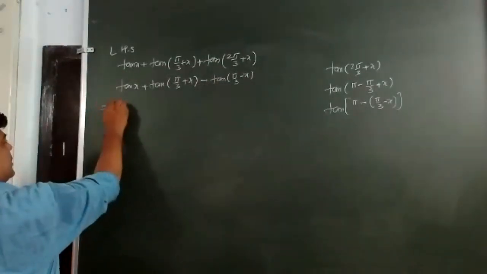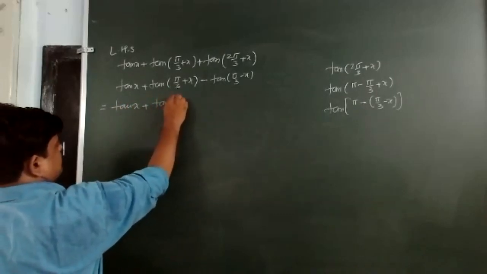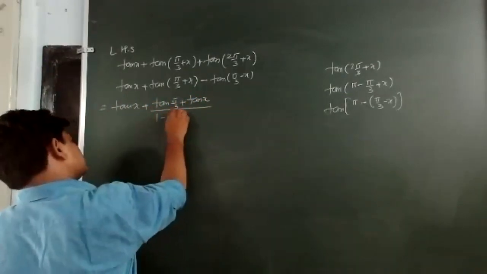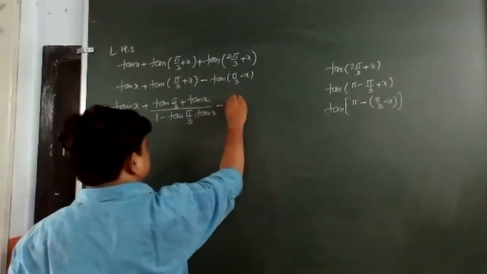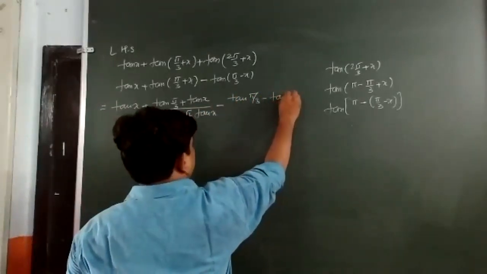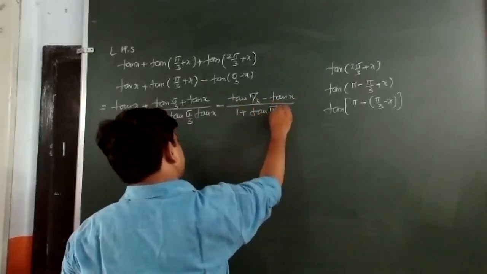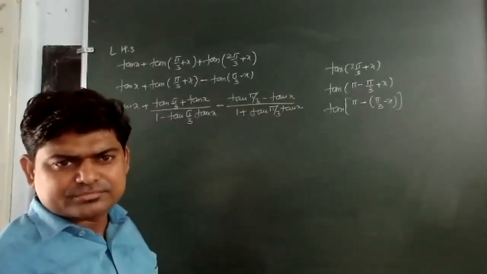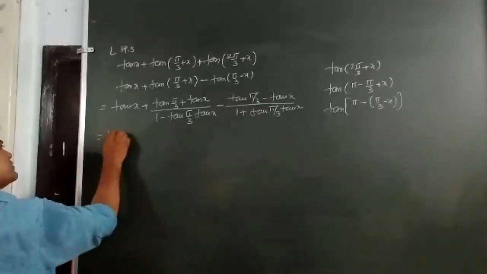So what will happen? It is tan x. This can be written as (tan pi by 3 plus tan x) whole upon (1 minus tan pi by 3 into tan x), minus (tan pi by 3 minus tan x) whole upon (1 plus tan pi by 3 into tan x). Anyone have any doubt in this line? Now the value of tan pi by 3 will be root 3. Put the value and then we will simplify it.